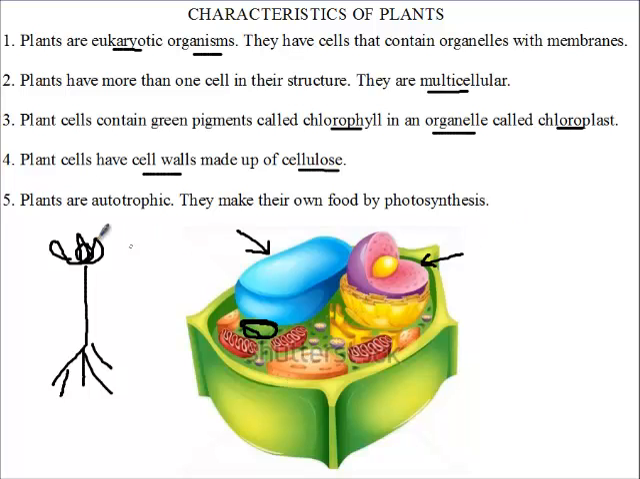The last point, plants are autotrophic. Auto means self. Plants produce their own food. Their food is produced by themselves in a process called photosynthesis.